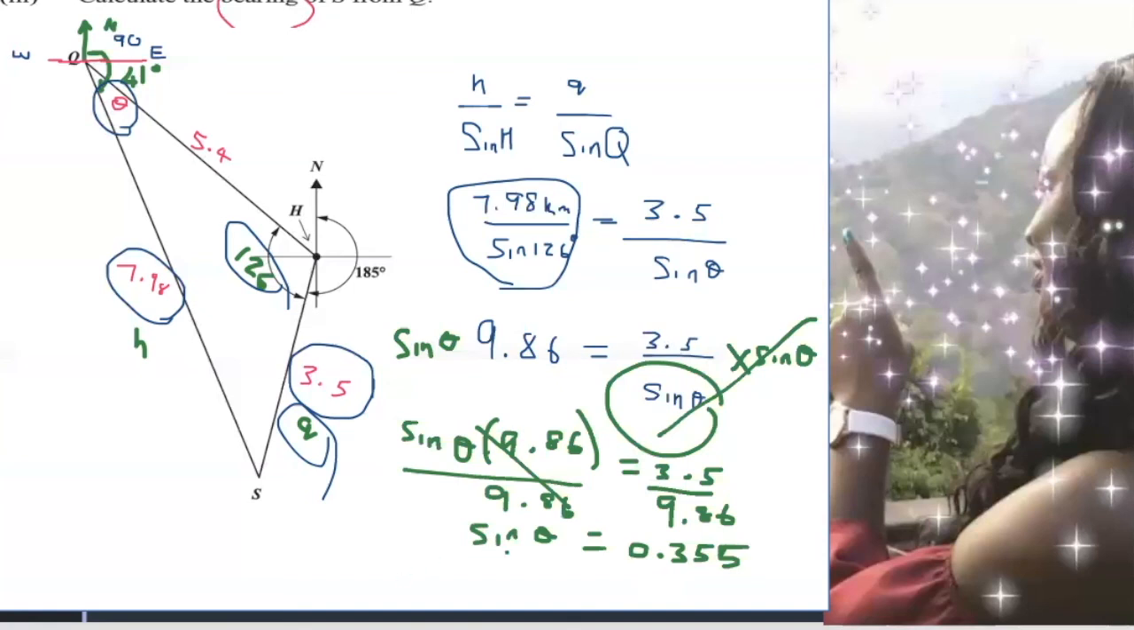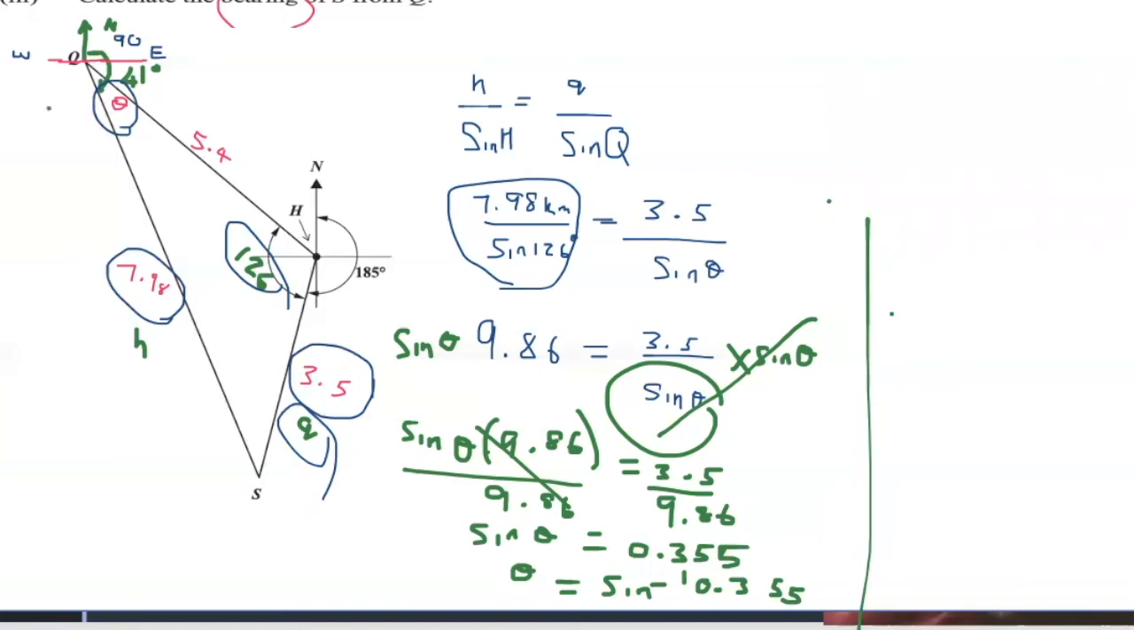Now to get rid of sine, we have to carry it over. Once it goes over, we find the sine inverse. So I am going to find the sine inverse of 0.355. My angle here, when I find the sine inverse, is equal to 20.79, and I'm just going to round it to 21 degrees.